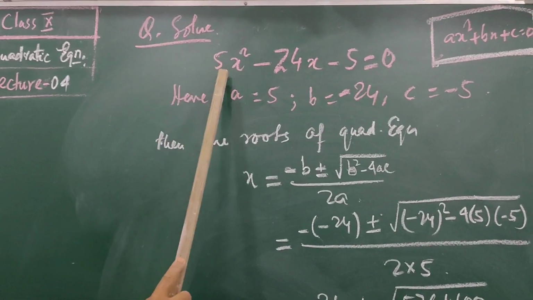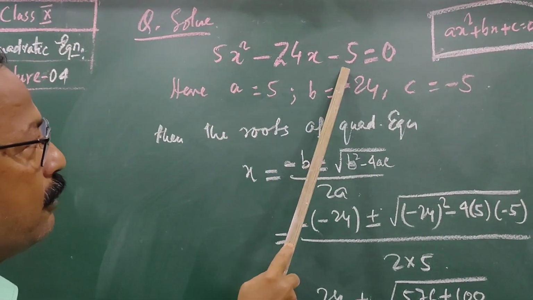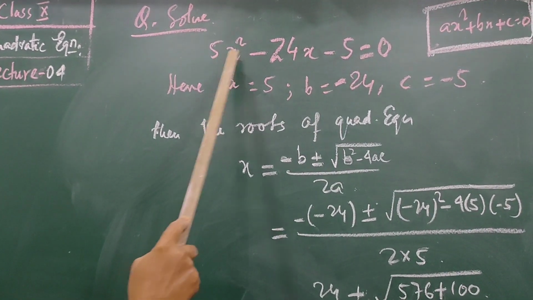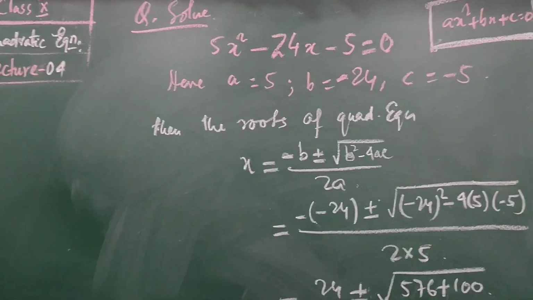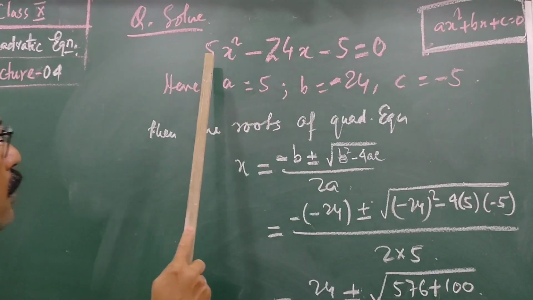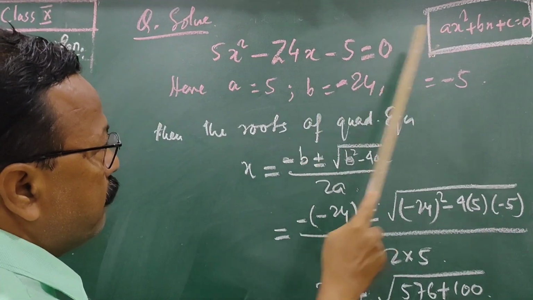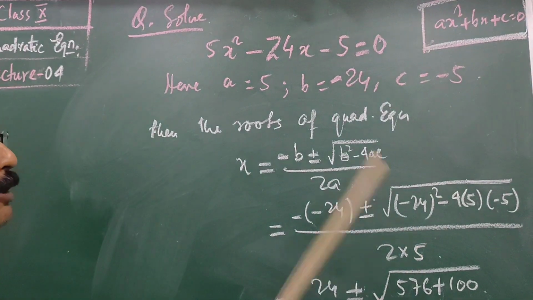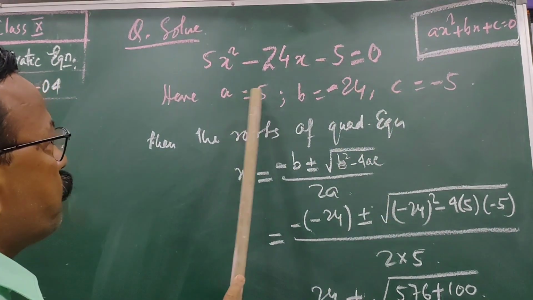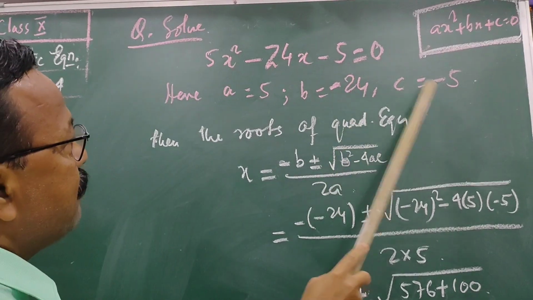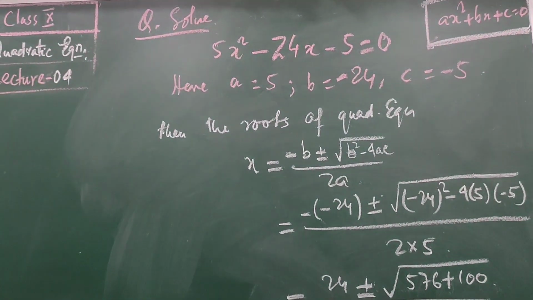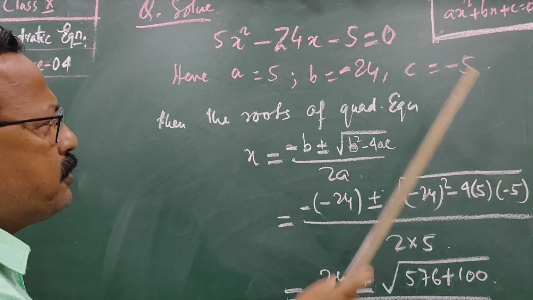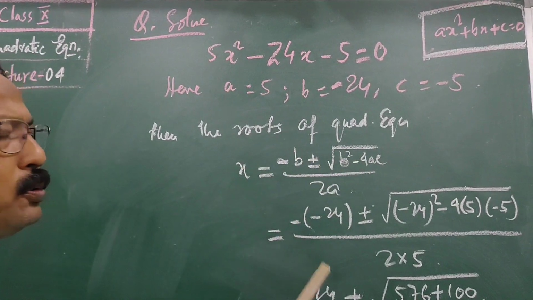Now let us take a problem which is a quadratic equation, and we need to find the roots of this equation by using the quadratic formula. If you compare this quadratic equation with the original quadratic equation we considered to find the formula, here a equals to 5, b equals to minus 24 and c equals to minus 5. Now our job is to just put the values of a, b, c in this formula. You will get two roots.